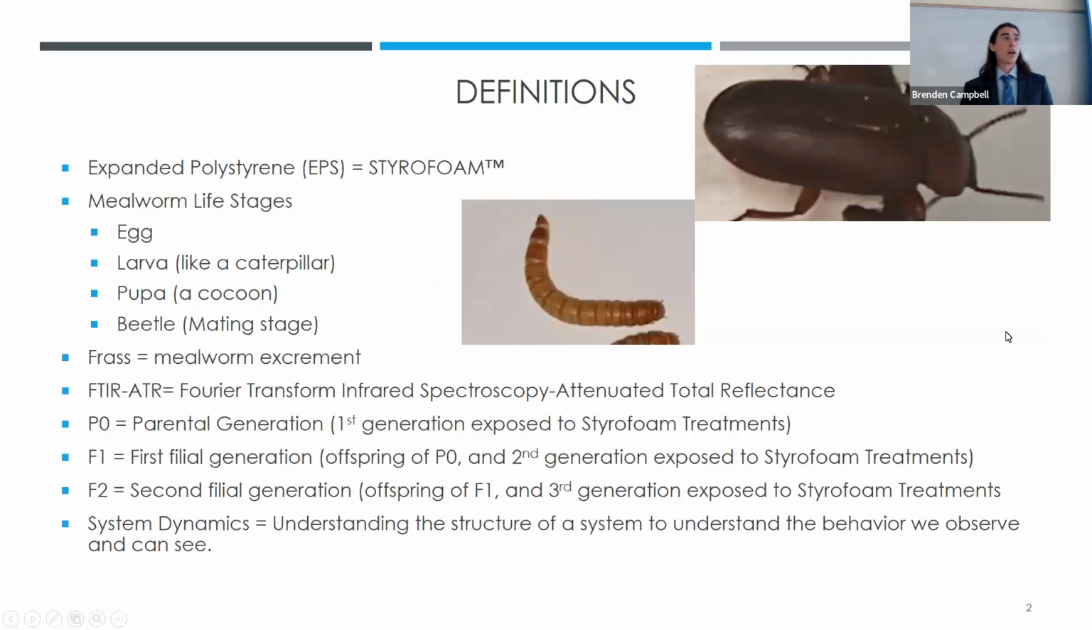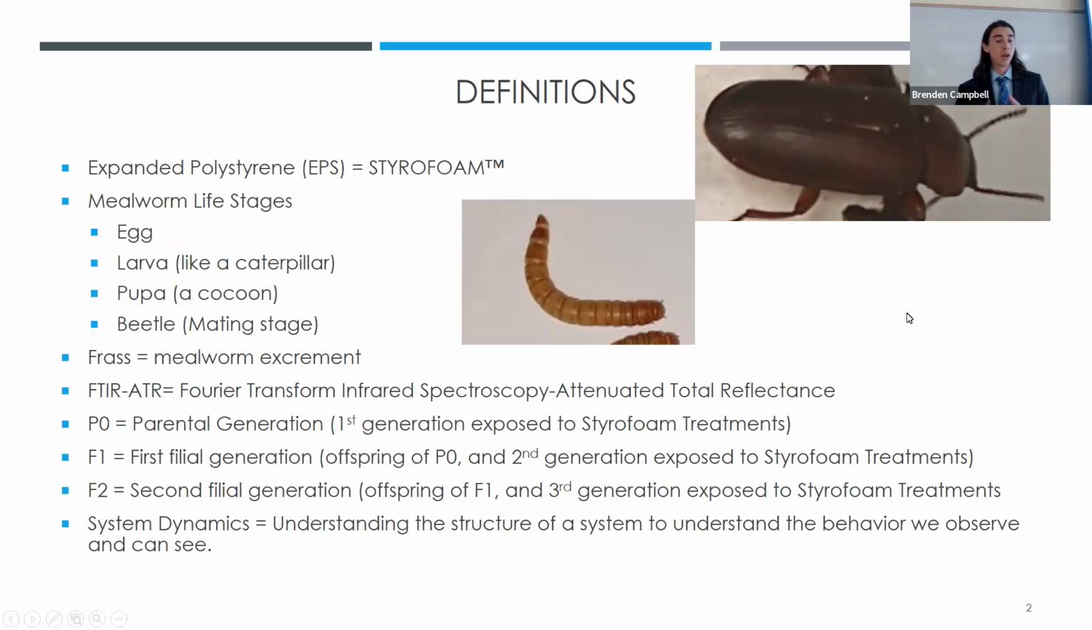I first wanted to start off with some definitions. Expanded polystyrene, abbreviated to EPS, I'm going to be referring to as styrofoam, which is the more common name for it. We also have 4 different mealworm life stages: the egg, the larval form, which is depicted here. Think similar to a caterpillar. Then we have a pupa, which is kind of like a cocoon, a transitionary phase. And then the beetle, which is depicted in this upper right-hand corner here, which is the mating stage.